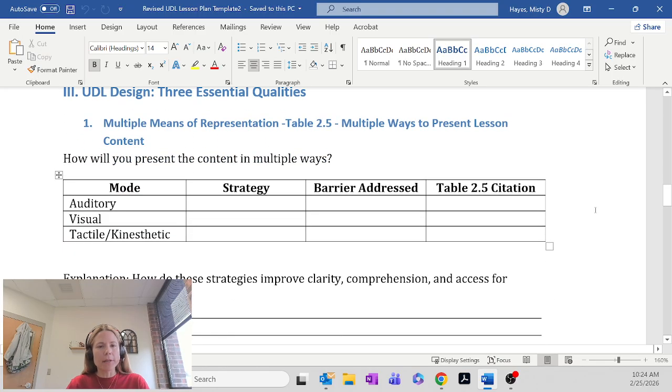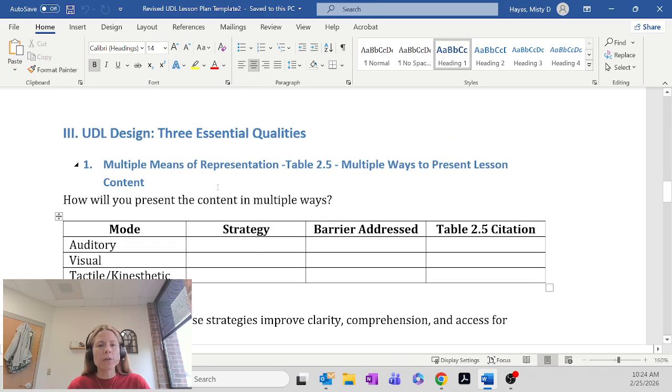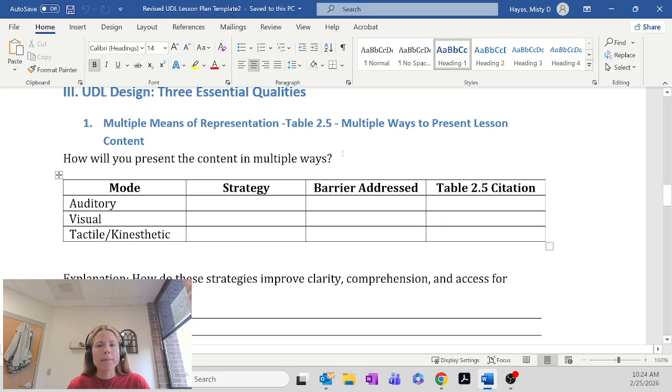Now, after you pick the barriers, we're going to go to our book and use our tables to help us pick strategies on how we're going to present the concept. I broke this down so you can fill it out specifically. The first thing we're going to do is look at table 2.5. We're going to think about multiple ways to present the lesson. How will you present it in multiple ways? Remember, multiple ways means auditory, visual, tactile, kinesthetic. So tell me a strategy, the barrier that it would address, and then table 2.5.